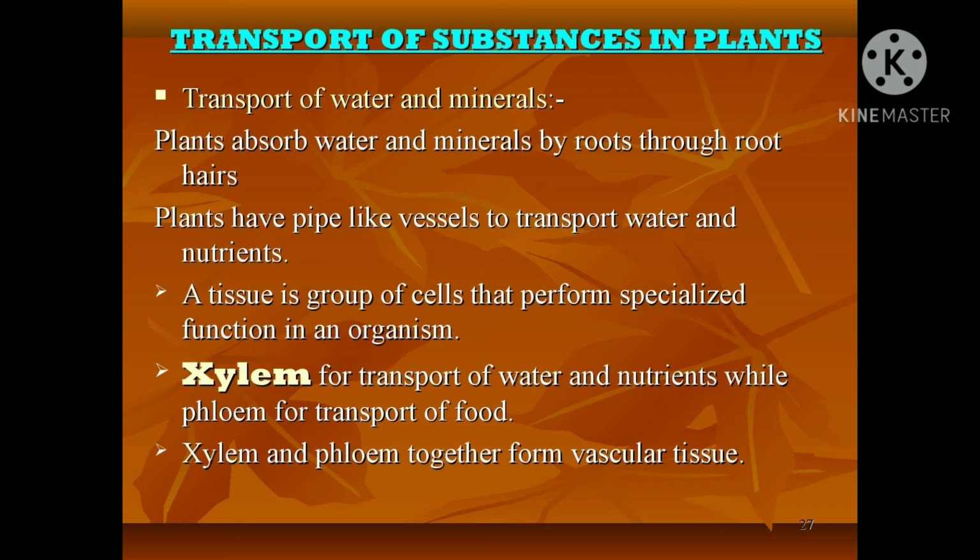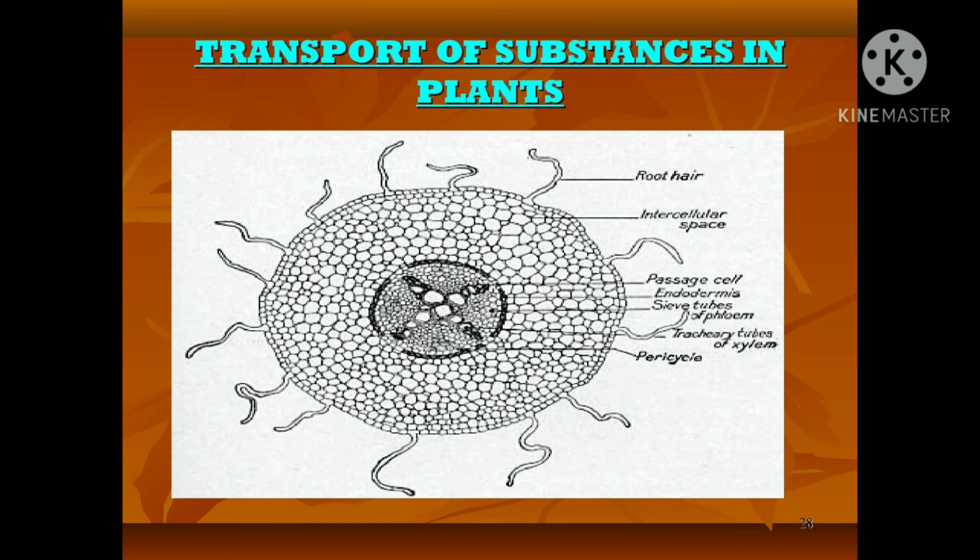A tissue is nothing but a group of cells that perform specialized functions in an organism. Xylem transports water and nutrients while phloem transports the food. Xylem and phloem together form the vascular tissue. So here is the transport of substances in plants.